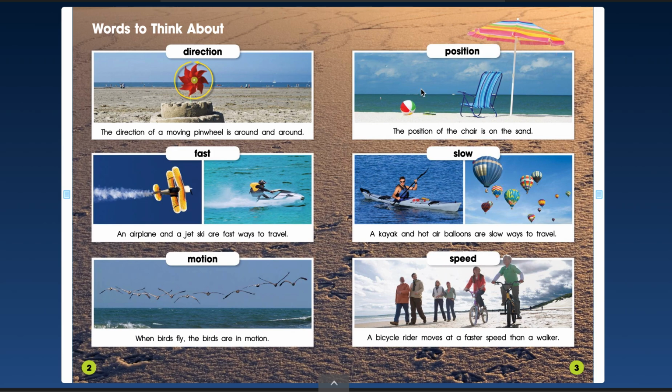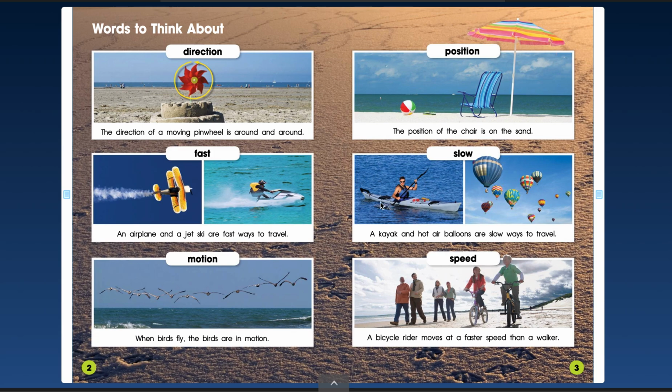Position. We talked about this in math, right? Where is something? What's the position? The position of the chair is on the sand, right? The umbrella is behind the chair. The ball is in front of the chair. Okay. Looks like something is right here in between the ball and the chair. So these are all position words.